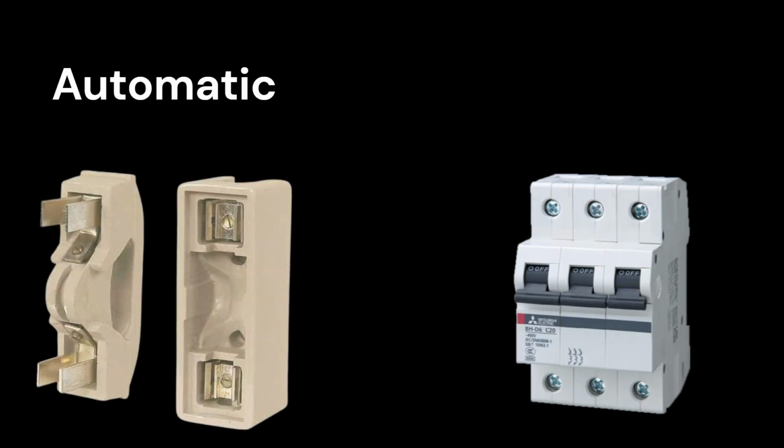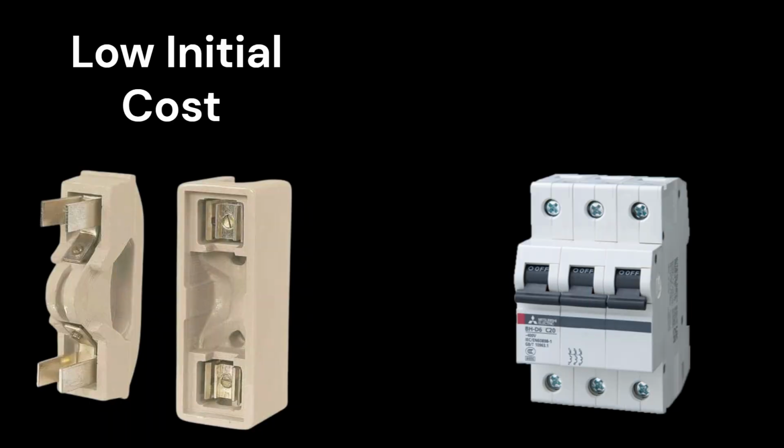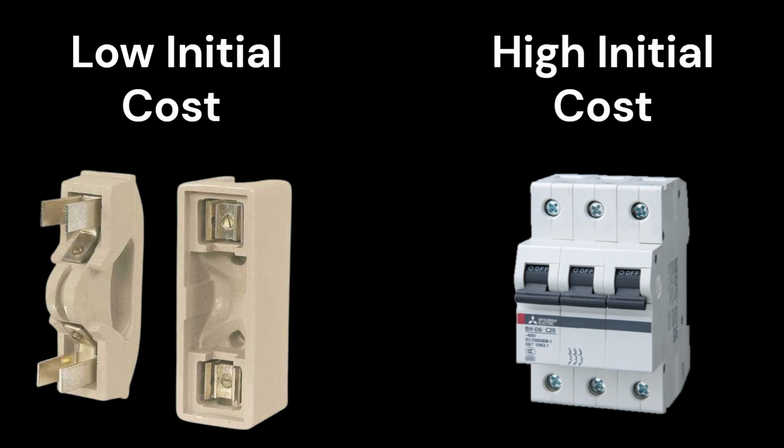Fuses are purely automatic, while circuit breakers can be operated manually as a switch or act automatically at the time of fault. Fuses have a low initial cost, while circuit breakers have a higher initial cost but save money in the long term.